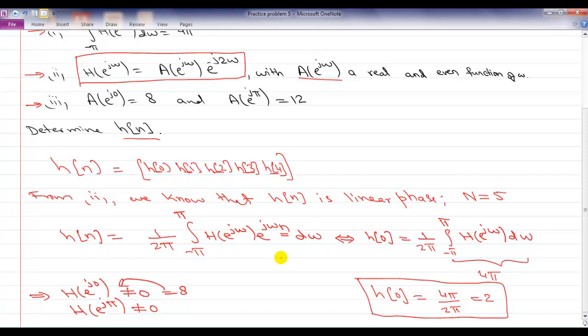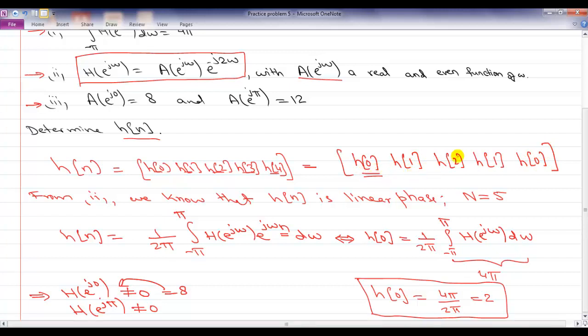That means what kind of a filter among the two types that we have, type 1 and type 3, which filter do we have here? We have a type 1 filter because type 3 filter always has zeros at z equal to 1 and z equal to minus 1. So this is a type 1 filter. So this means that our impulse response is really h[0], h[1], h[2], and then h[1] and h[0]. Okay. So we have found h[0], we need to find these other two values.